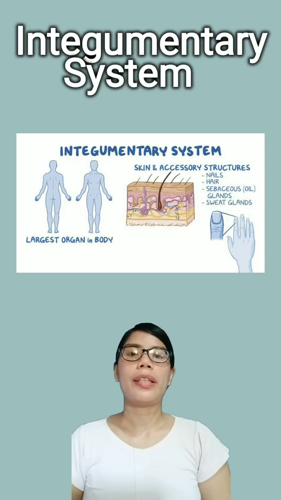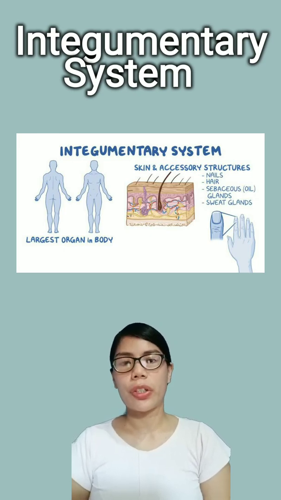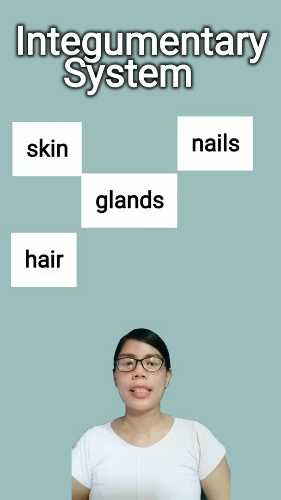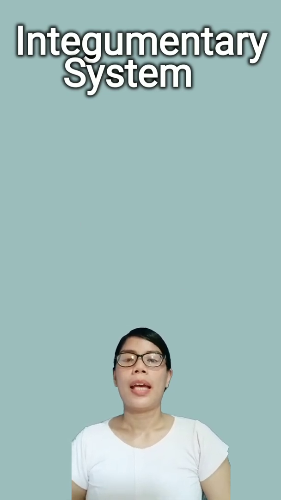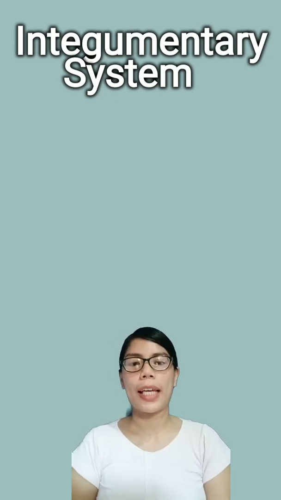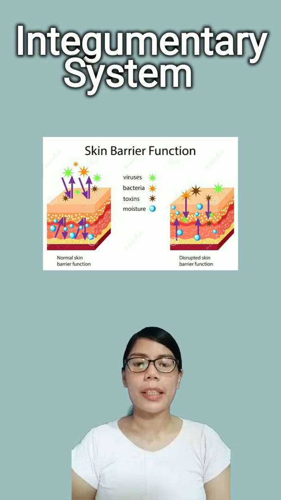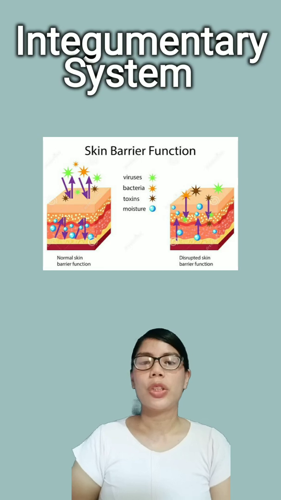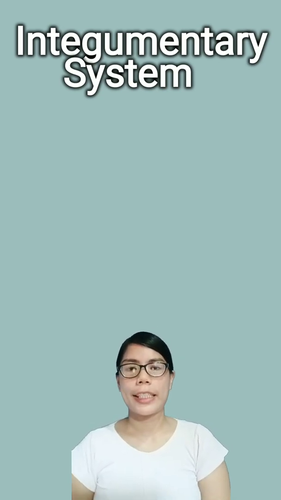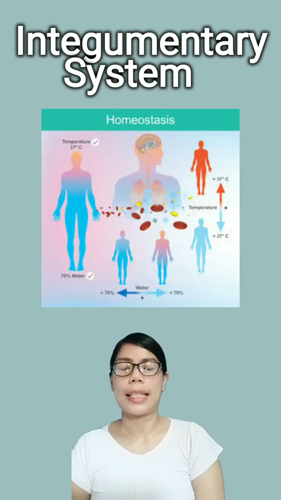The function of the integumentary system. The integumentary system is the largest organ of the body. It includes the skin, hair, nails, glands, and nerves. And the primary function of the integumentary system is to protect the inside of the body from elements in the environment like bacteria, pollution, and UV rays from the sun. The skin and the other parts of the integumentary system work with other organ systems to maintain homeostasis.